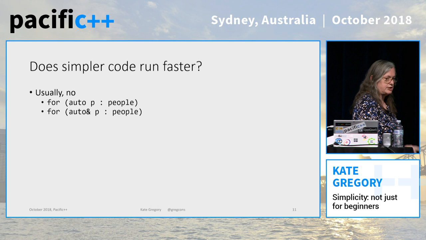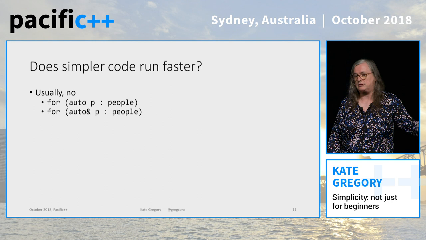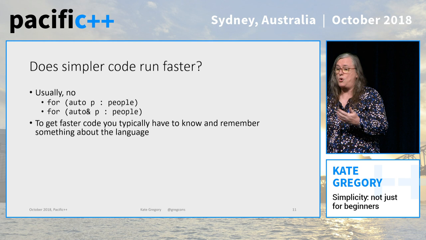Is it going to matter? Like, I don't know. Is this the main loop of your entire application? Is people a gig? I don't know if it matters, but in general, there are these optimizations available to us that require you to know something about your language. You have to know how range-based for loops work to know why you'd say auto versus auto ref.